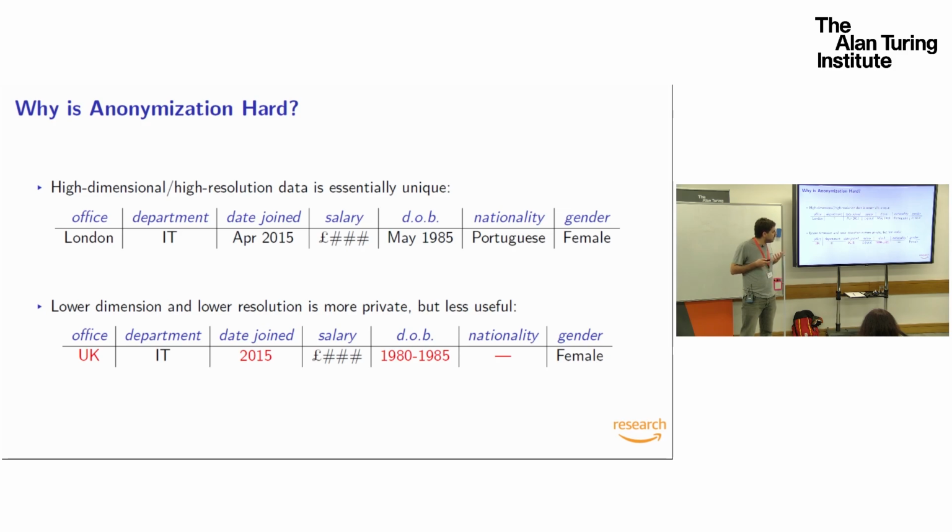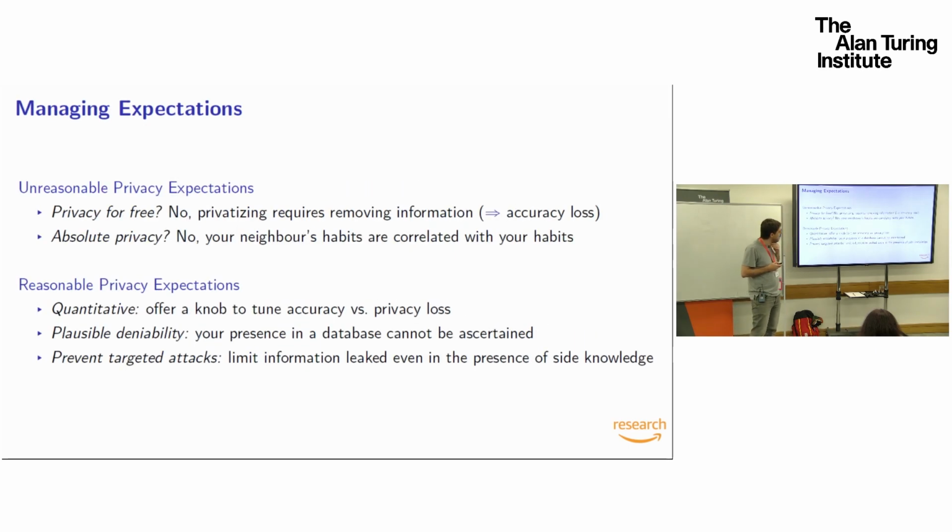So that's one of the things that I will try to explain in this tutorial. Differential privacy gives you a way to make very quantitative statements about these trade-offs. But before we give you a formal definition, let's try to manage expectations. What can you expect from something that preserves privacy? Here are a couple of things you cannot expect. I call them unreasonable privacy expectations. One of them is, as already pointed out, you cannot get privacy for free. If you privatize something, you're going to lose some utility. You're going to lose some accuracy when you do data analysis on this.